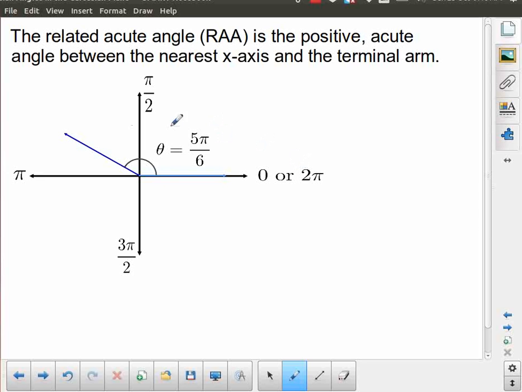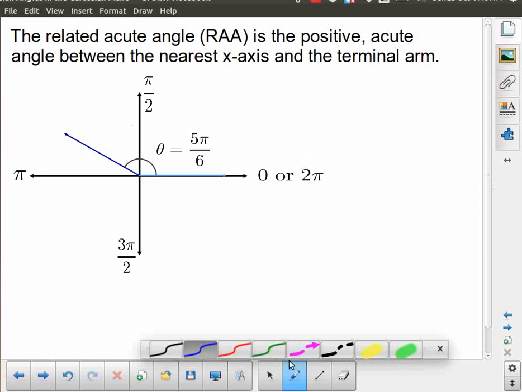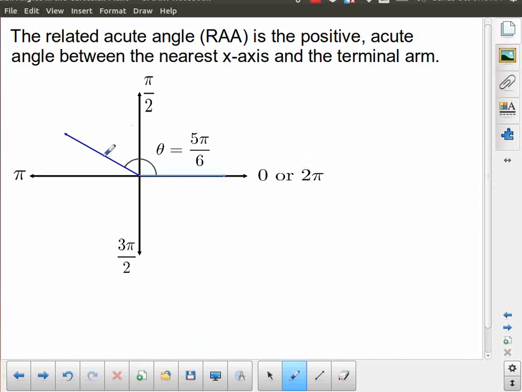If I want to know the related acute angle that goes along with this, that's going to be this value between here and here. So this is my related acute angle. Sometimes you'll also see just RA for the related angle. I like to say RAA because I like to emphasize the idea that this is an acute angle.